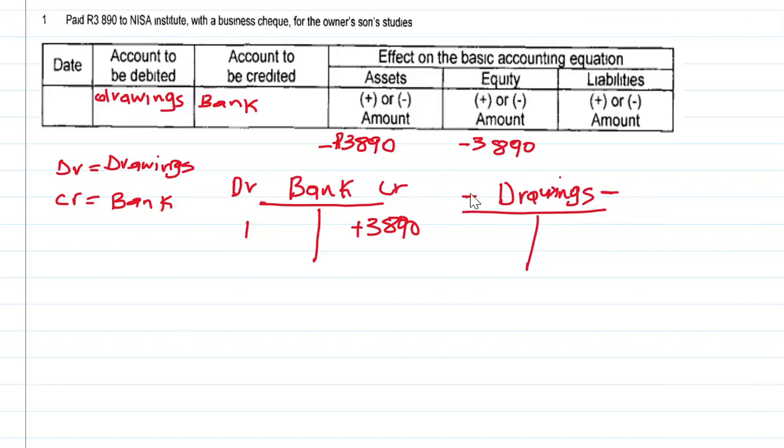Drawings decrease on the debit side, and interest on the debit side, and interest on this side. So we are going to have 3,890. But now when you record this on the equity section, you have to record it as a negative balance. But by nature, expenses increase on the debit side and decrease on the credit side. Okay, that's how it is there. Then you are done with this transaction. Okay, let's go to the next question.